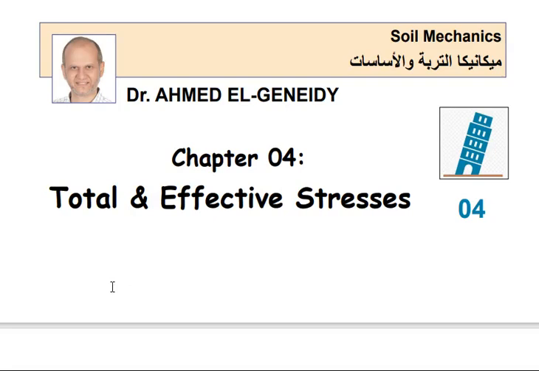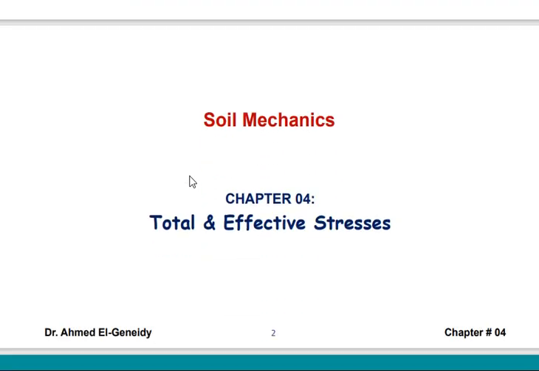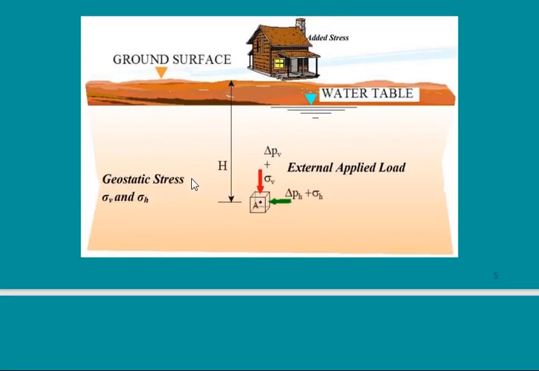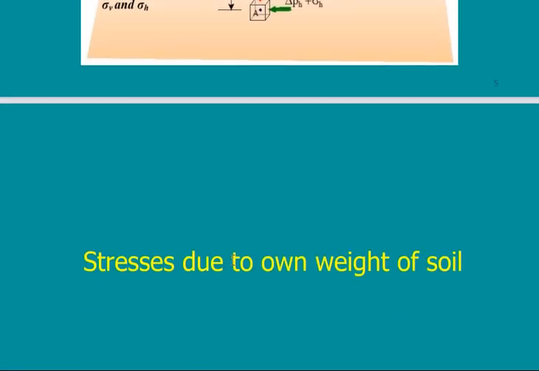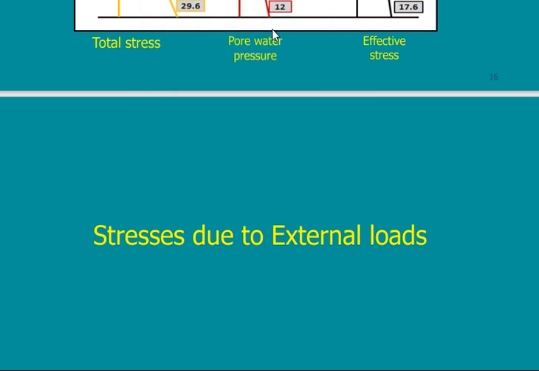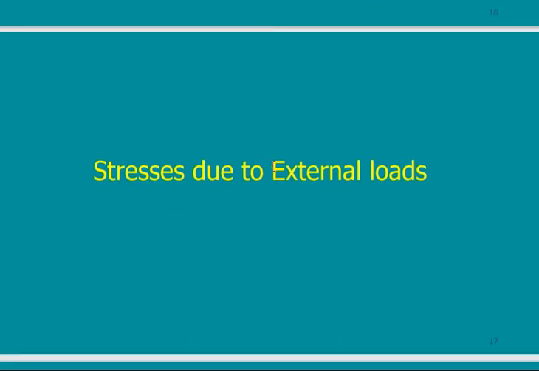Today's lecture is a continuation of chapter 4, total and effective stresses. In the total and effective stresses, we first started by studying the stresses within the soil due to the own weight of the soil. Then we took another section for the stresses due to external load, and we said that external load may have three types. It may be concentrated load, it may be line load, it may be distributed load.